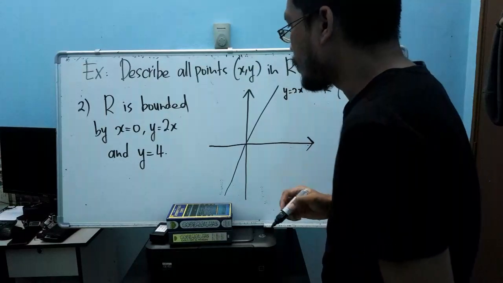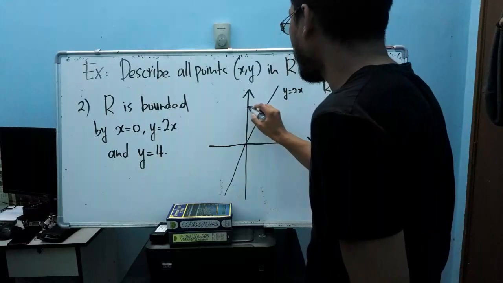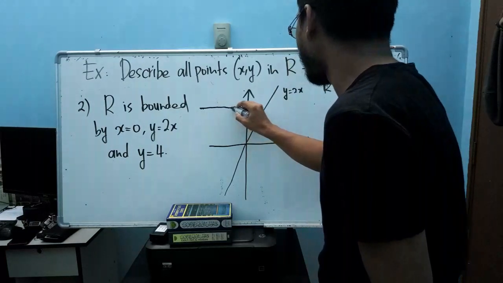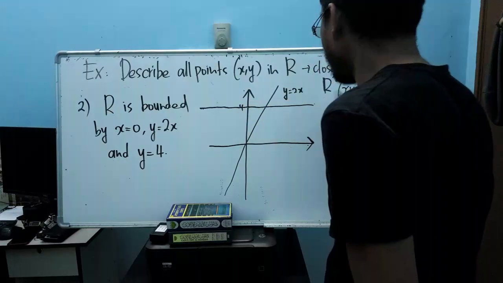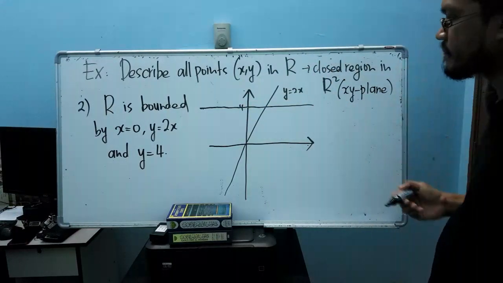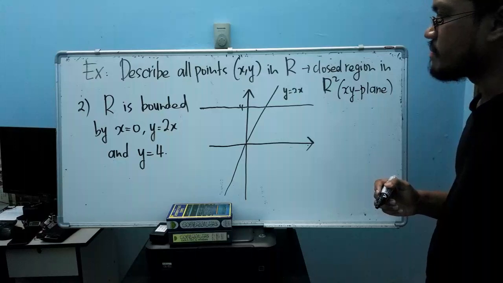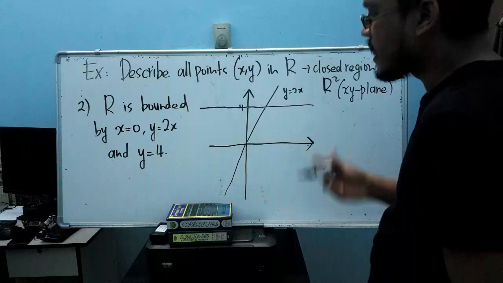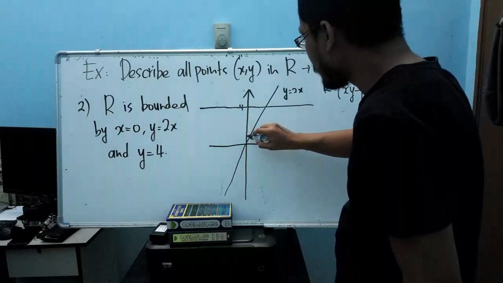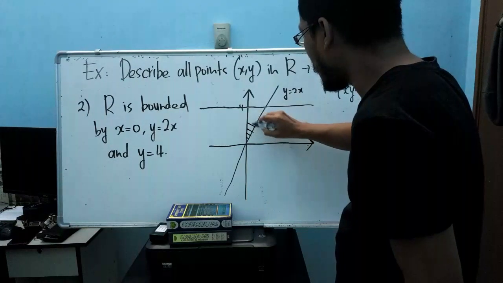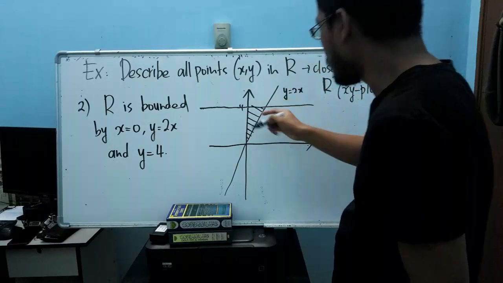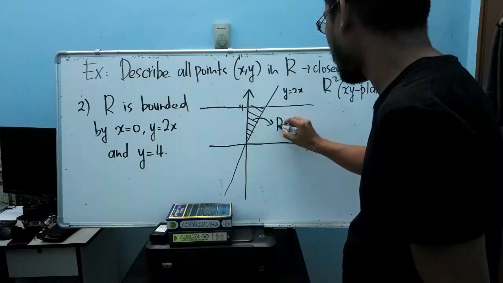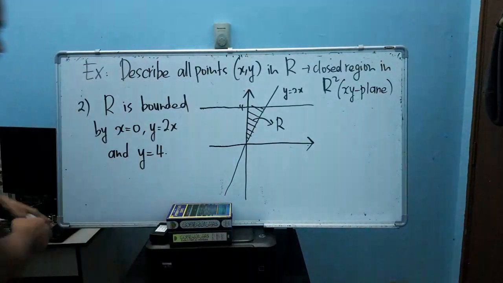Then we have y equals 4, so you have 4 here, and you only have this straight line. So R is bounded by x equals 0, y equals 2x, and y equals 4. Of course, our R here is closed, meaning that this one will be our R. Close it here.